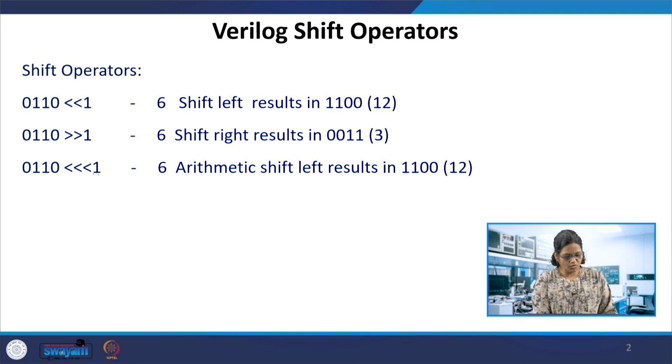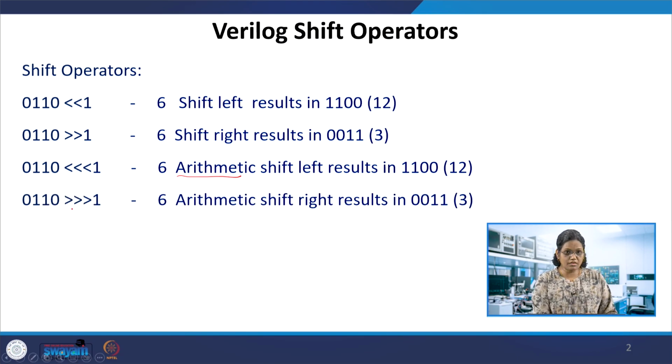Now if you see, there are 3 less than symbols here. What is the difference between this left shift and this left shift? The one with 3 symbols, rather than 2, gives the arithmetic shift. This is called the arithmetic shift, and this is just simply the shift. So left shift, and arithmetic left shift. In that case, 6 would again result in 12. There is no difference between the two when the number is even, signed or unsigned. So the arithmetic shift doesn't make any difference in the left shift.